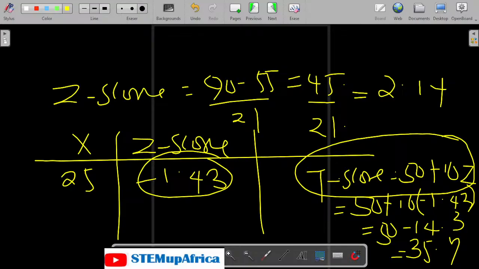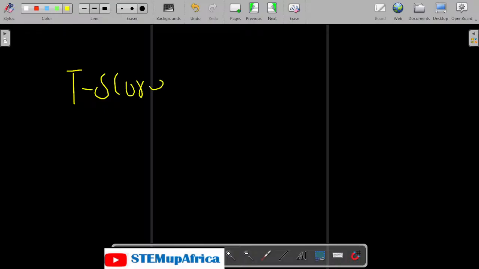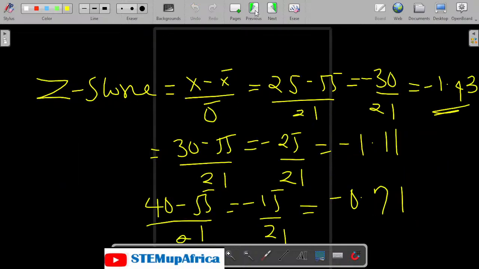Now, if you want, the T-score is this. Let me write the mathematical formula. My T-score is equal to 50 plus 10Z. This is the mathematical relationship for T-score. Now, if we have to use the data we used earlier, where's our Z-score? What's the first Z-score we got? This is the first Z-score we got: minus 1.43. So let's use it to find our T-score.